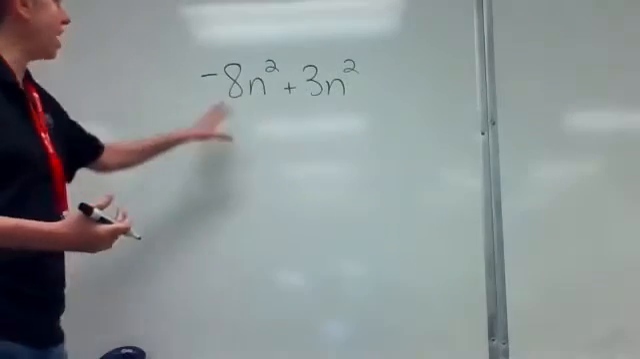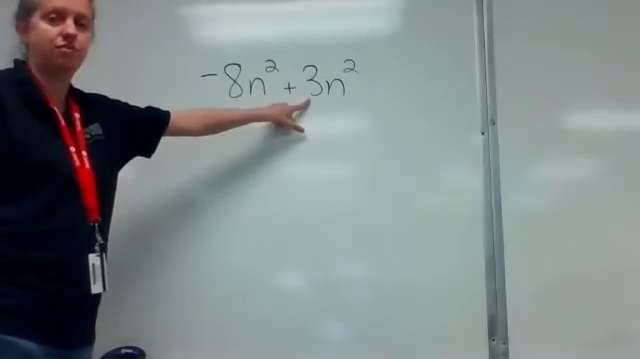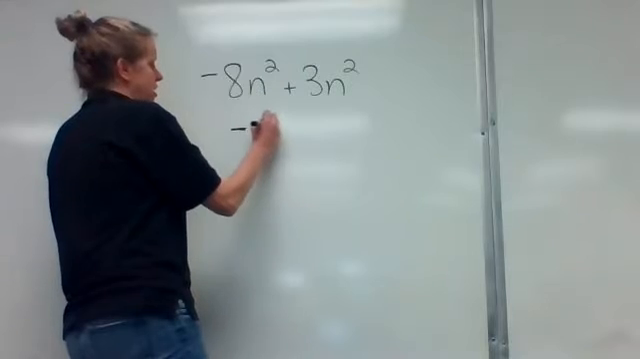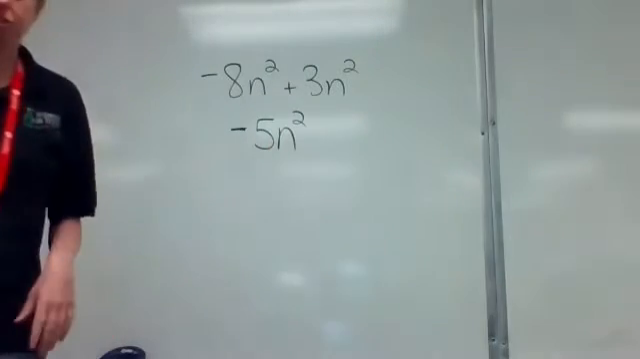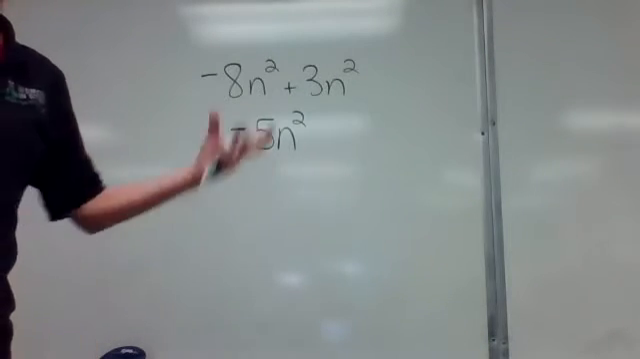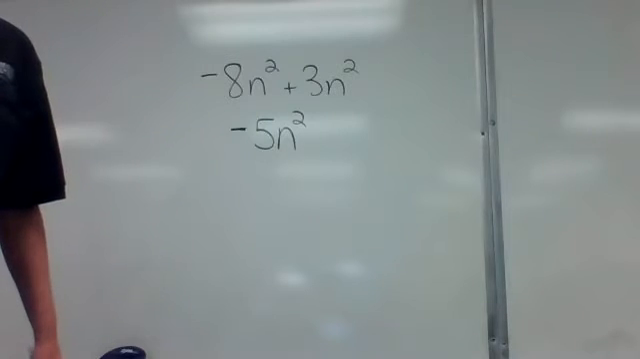Okay, so if you've got negative 8 n squareds and you put that together with positive 3 n squareds, negative 8 plus 3, you're just going to be left with negative 5 of the n squareds. Okay, again, you only add exponents when you are working a multiplication problem, not when you are just combining like terms together.